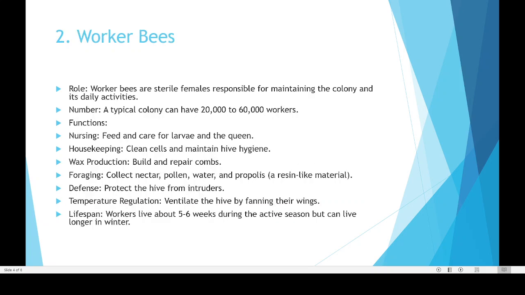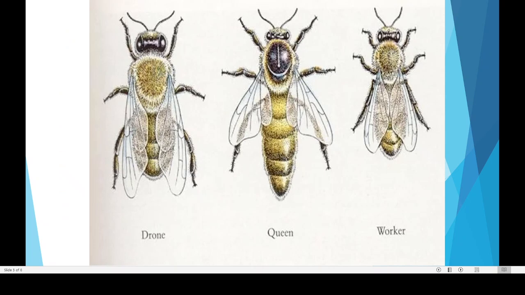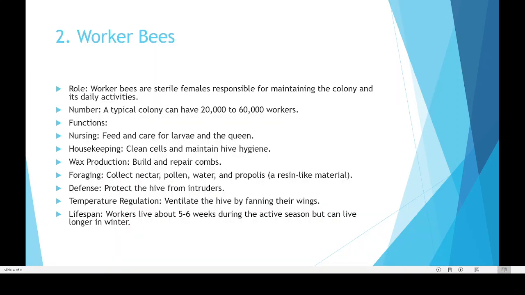The second one is the worker bee. Here you can see that worker bees are the smallest and the most common type of individual in a honeybee colony. There will be 20,000 to 60,000 workers in a typical honeybee colony. They undertake a lot of functions. One is nursing. Nursing means feeding and taking care of the larvae as well as the queen. Housekeeping: they clean and maintain the hive hygiene. Then they produce a lot of wax. They build and repair the combs. So that is also a function.